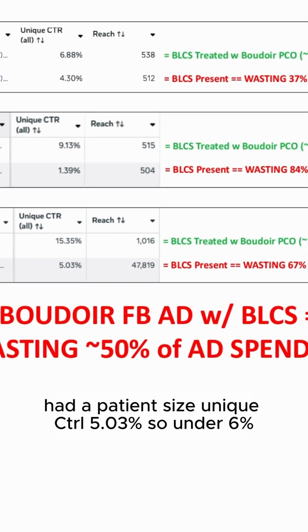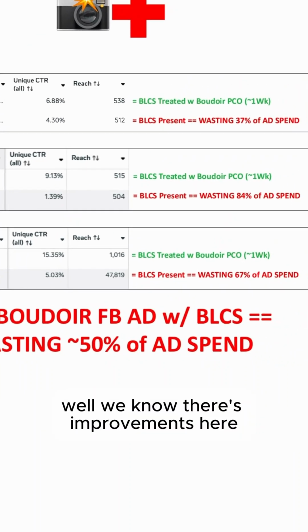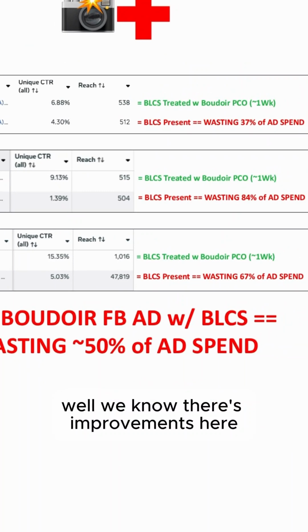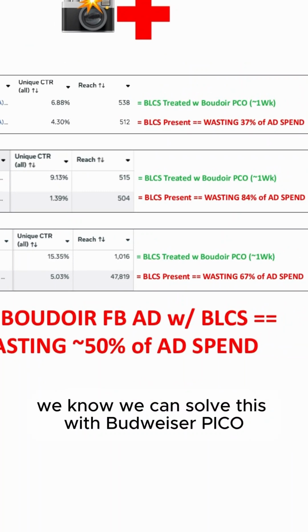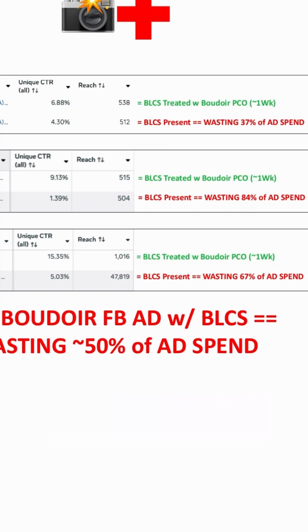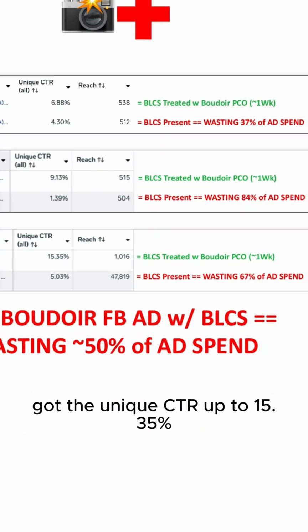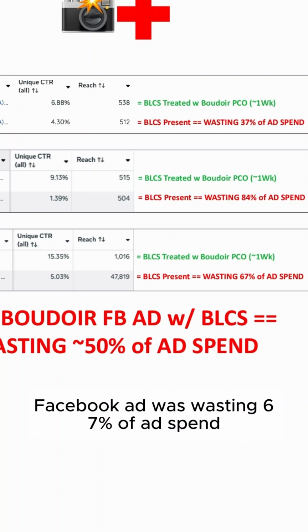So under 6%, we know that BLCS is present. So he's wasting, well, we know there's improvements here. We know we can solve this with Boudoir Pico. So we keep doing it over and over again. And treated with Boudoir Pico, takes about a week, got the unique CTR up to 15.35%. So we found out his original Boudoir Facebook ad was wasting 67% of ad spend.